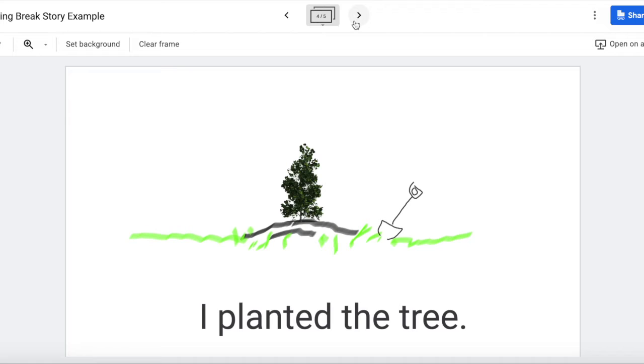At the end of my story, I planted the tree. Once again, starts with a capital, ends with a period. I'm still the subject because I'm the only character in this story. And what I did on this sentence, the verb, is planted. That's the thing I did. I planted isn't a complete idea yet. It needs the ending words, the tree, so that you know what I planted.